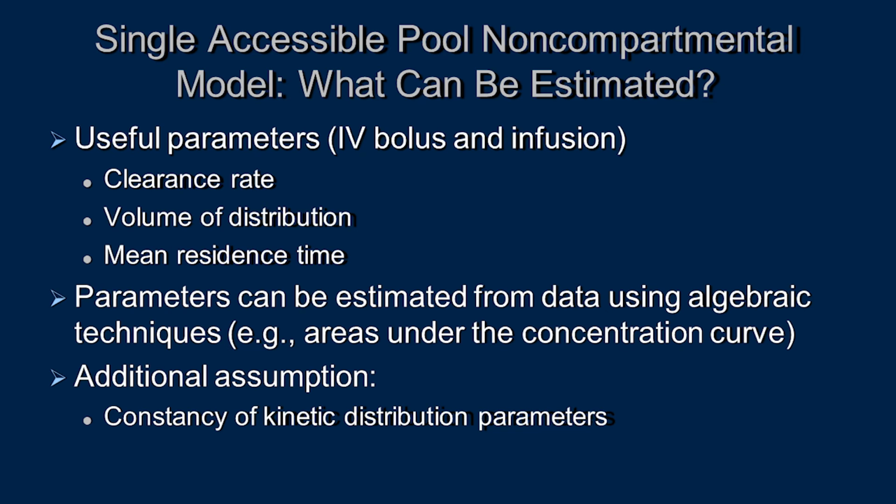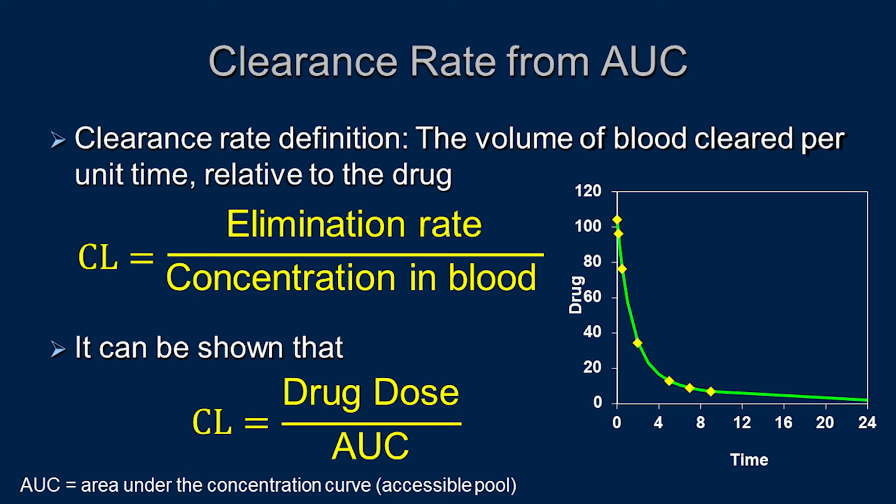So for example, what about clearance rate? The formal definition of clearance rate, as I mentioned earlier, is the elimination rate divided by concentration, but it can be shown that if the non-compartmental assumptions are met, I can have a pretty good estimate of clearance by doing dose divided by area under the concentration curve, AUC. This is a relatively simple calculation that can be made just based on the measurements that you have there on the right. If these assumptions are met, it can give you a pretty robust and useful estimate of clearance rate without having to declare the interconnections between the accessible and inaccessible portions of the system that we have to make in compartmental models.